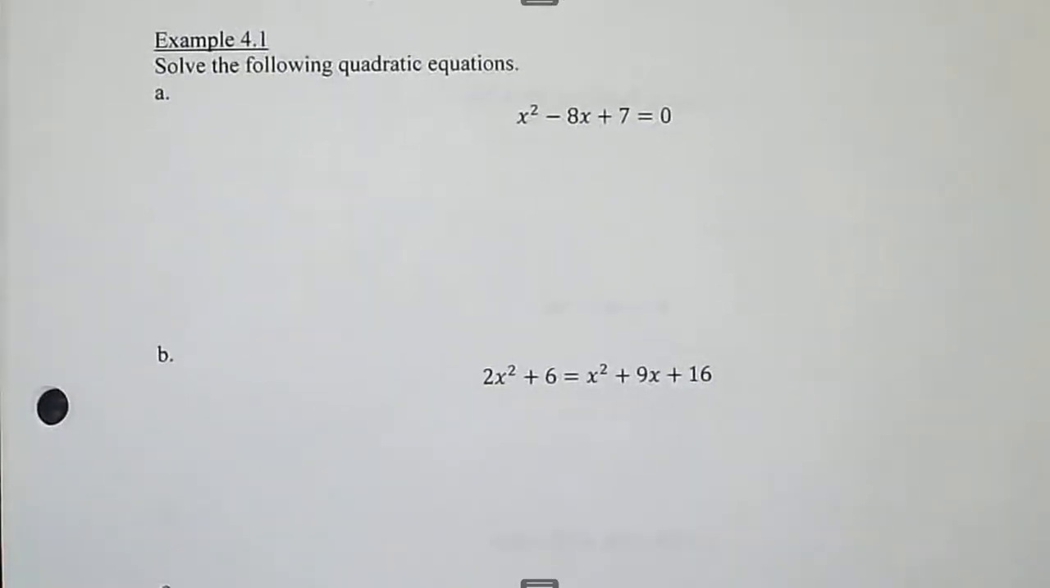Let's solve the following quadratic equations. So here's what we're going to do. We're going to get them equal to 0 first if they're not. Then we're going to factor them. Okay, so the equation's equal to 0. We're good to go. Always look for a GCF first.